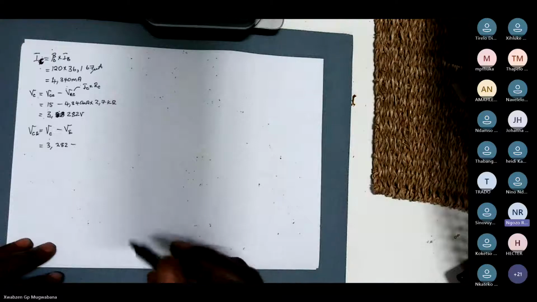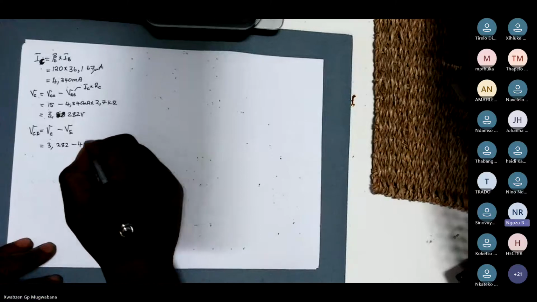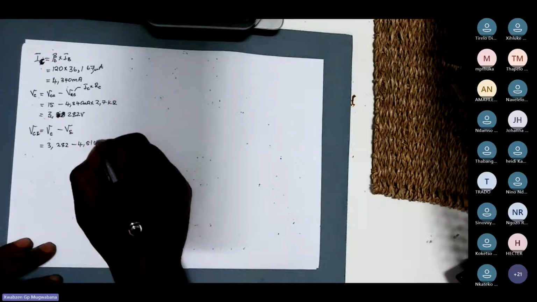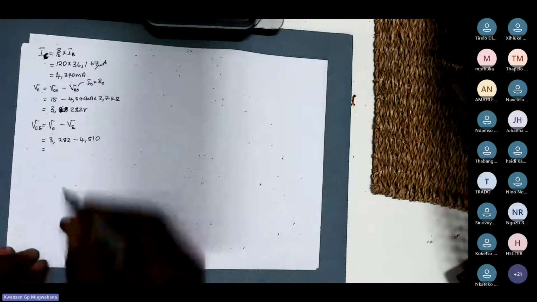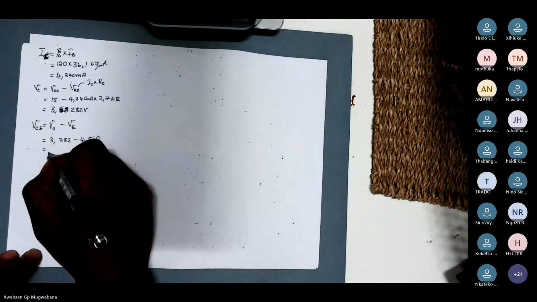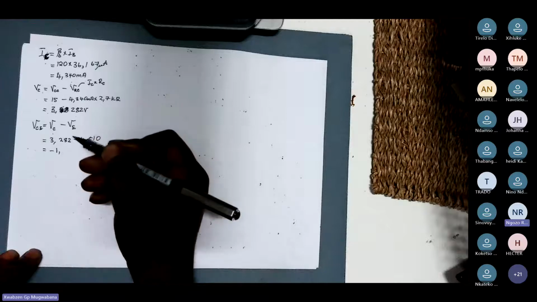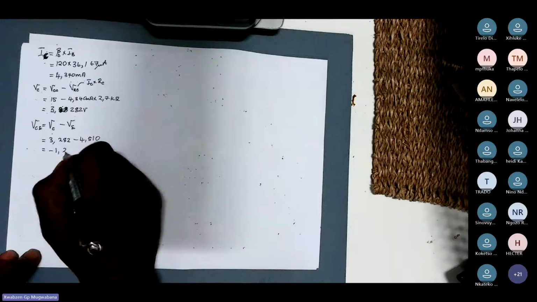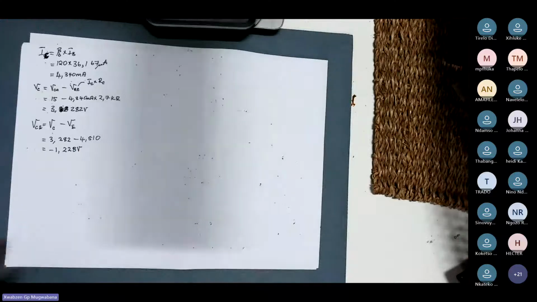It's 4,510. 4,510 volts. Then we should give you what? Negative 1,228 volts, which means that is your VE.